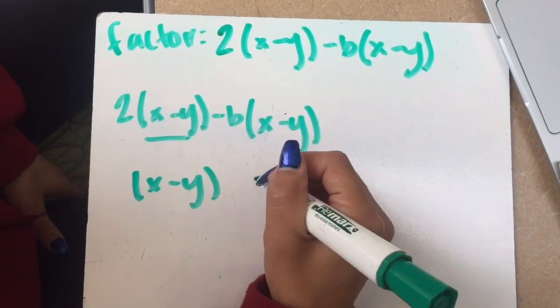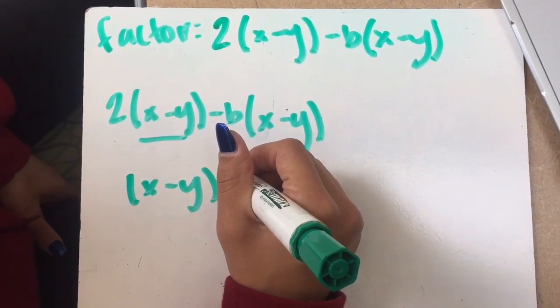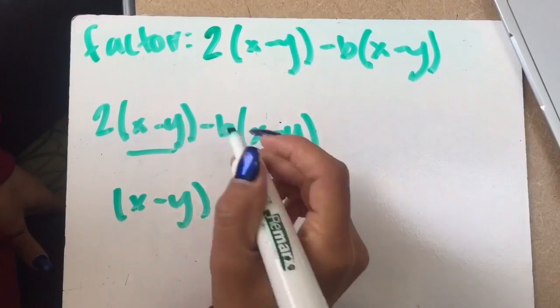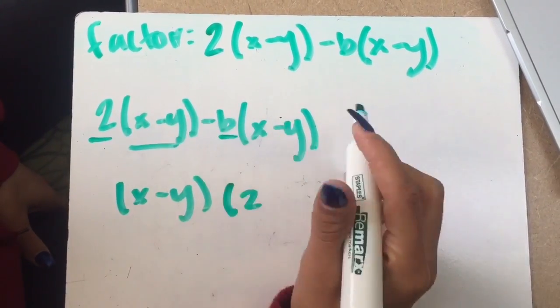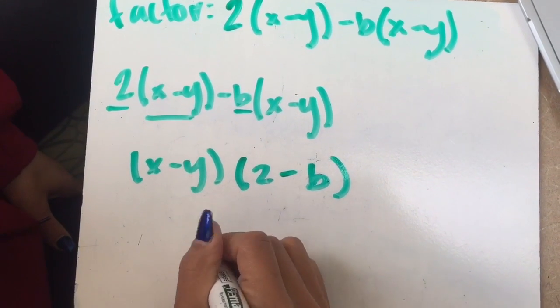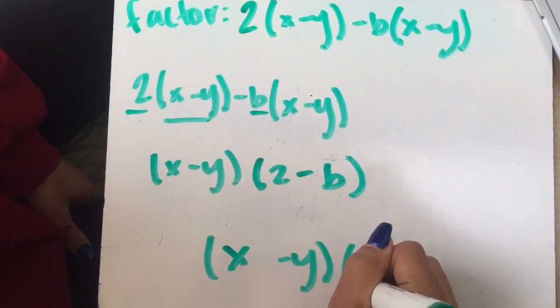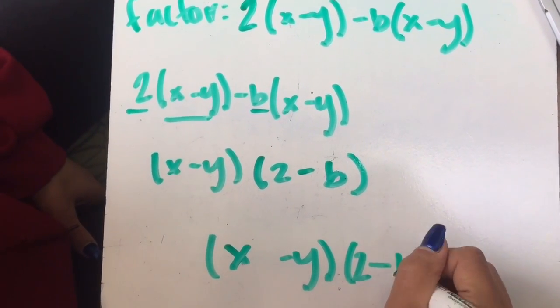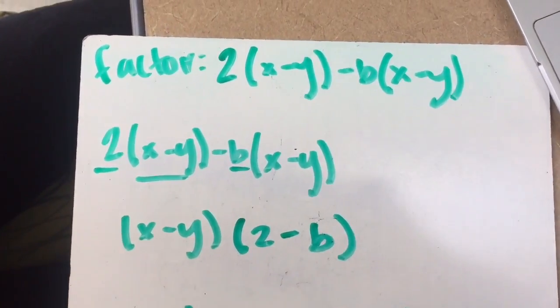from the first term, I'm going to have 2 left over. So it's going to be 2 and then also b. So it's going to be 2 minus b. And the final answer is going to be x minus y, 2 minus b. And that's the answer.